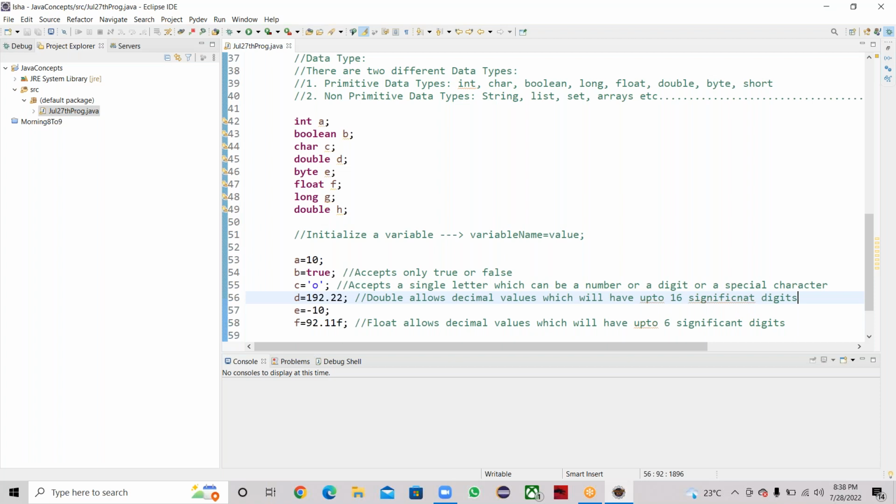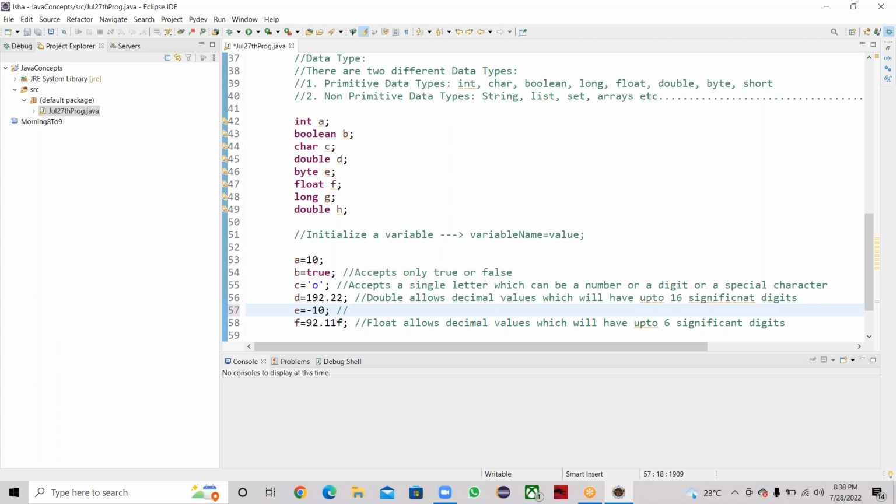After the point, there will be 16 digits. Yeah, it will allow up to 16 digits. Those are called significant digits. Float means what? Float allows decimal values which will have up to 6 significant digits. After the decimal point, it will allow 6 values. Okay.